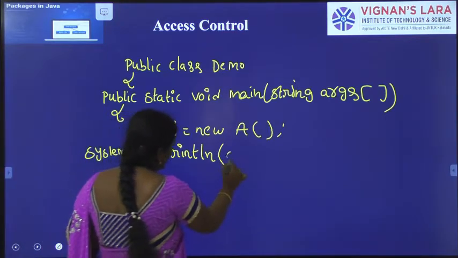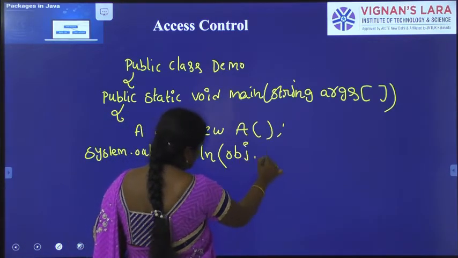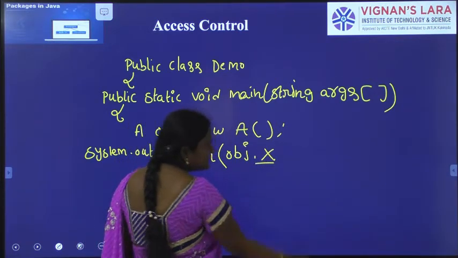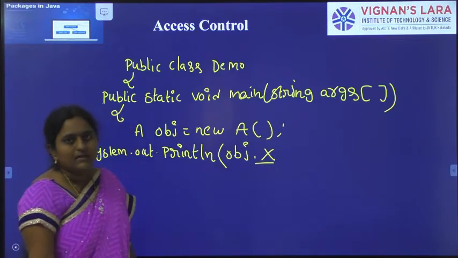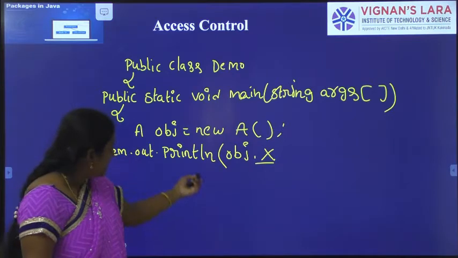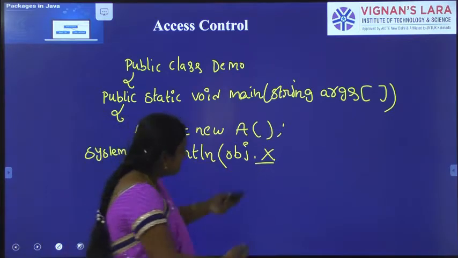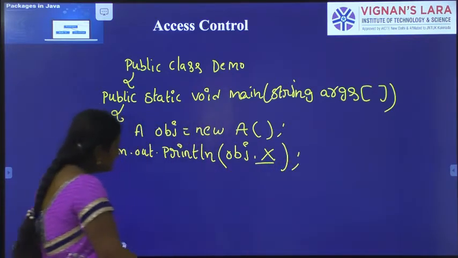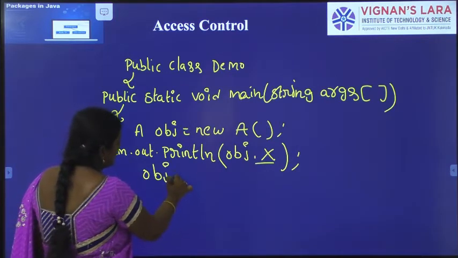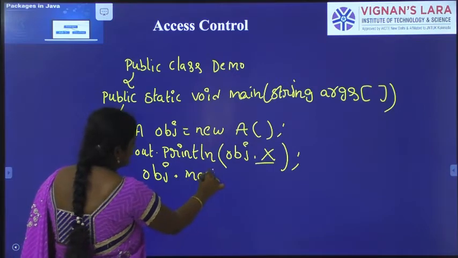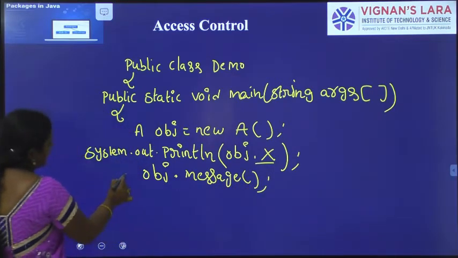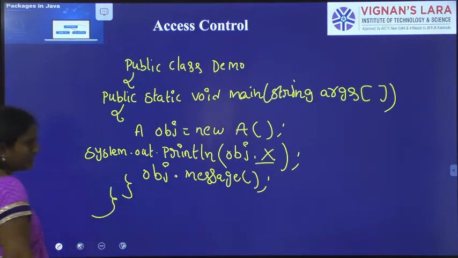So here I am calling obj.x. With the help of the object reference, I am calling the x data member. The syntax for accessing is object name dot variable name. Here the object name is obj, and the variable name is x. In the similar way, we call the method name: obj.message. Then I am closing the main method body and the class body.